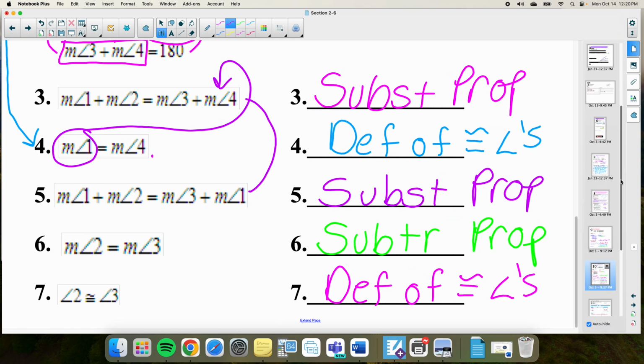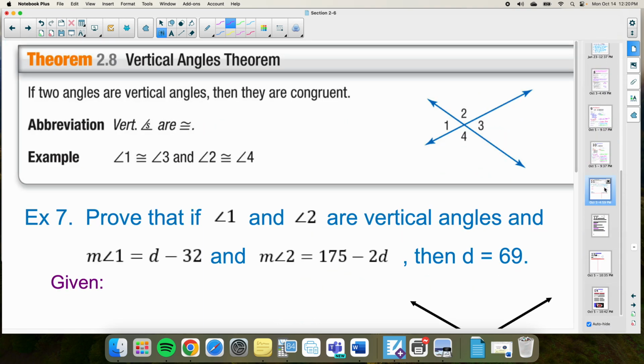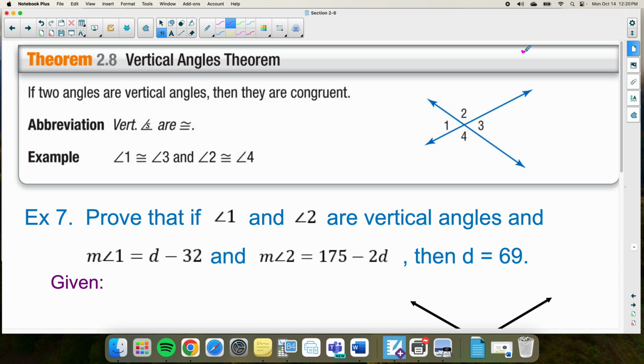Now, let's go here. So this is a new theorem that we're going to use in this proof here, but then I don't believe we use it again until our next chapter. Just so you guys know, when we get done with chapter 2, we skip chapter 3 and we go right into chapter 4. And chapter 4 has proofs, quite a few of them. And those proofs I think are easier than what you're doing now.